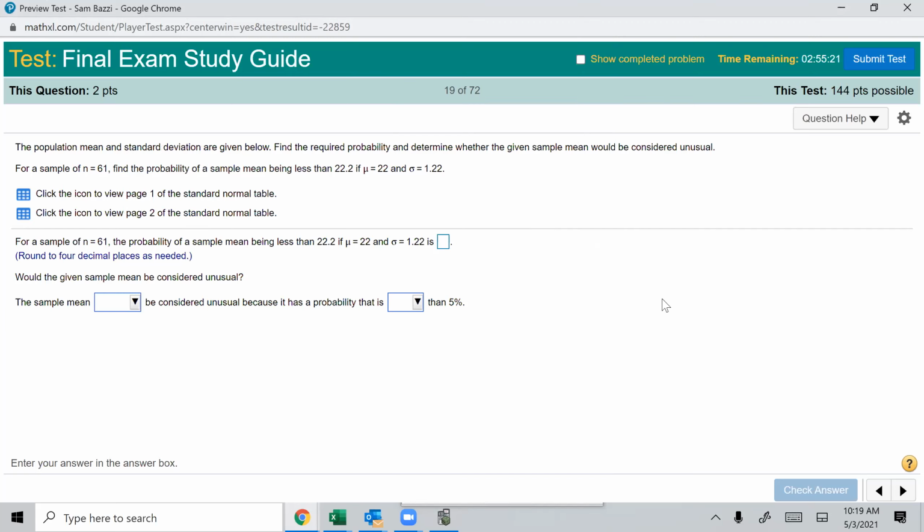The population mean and standard deviation are given below. Find the required probability and determine whether the given sample mean would be considered unusual. For a sample of n equals 61, find the probability of the sample mean. So it's not the probability of X now, guys. It's a probability of X bar. He wants a probability of X bar, the sample mean, less than 22.2.